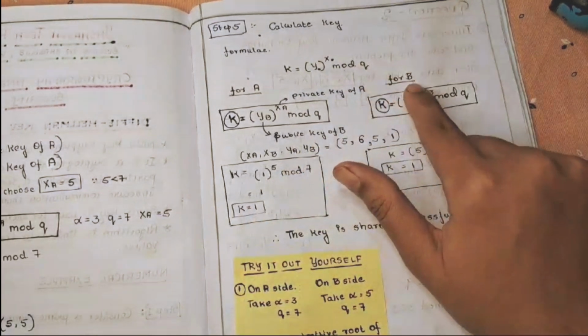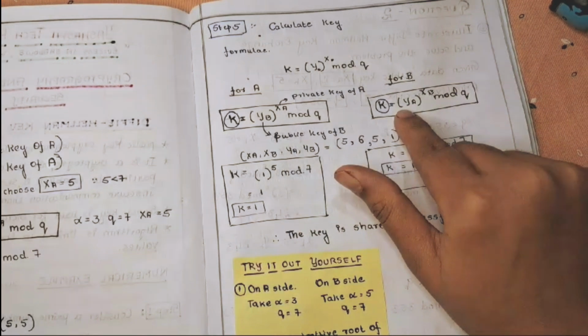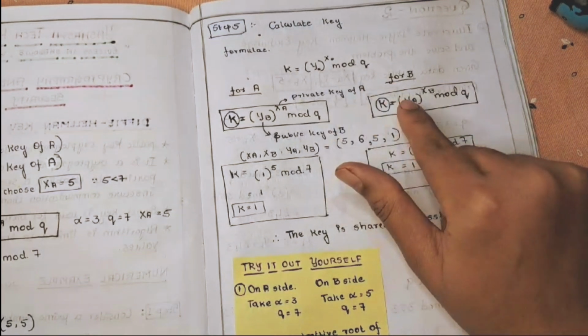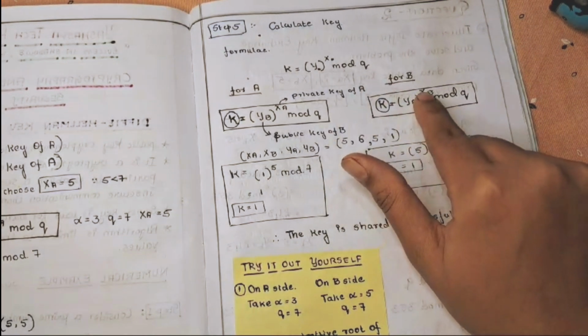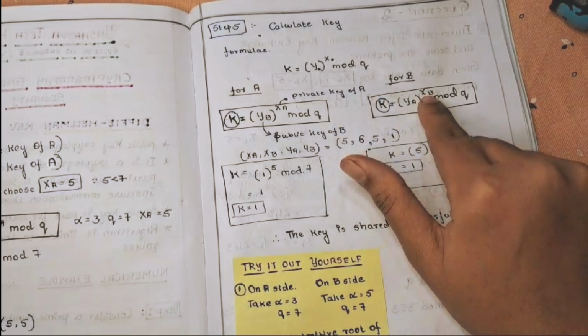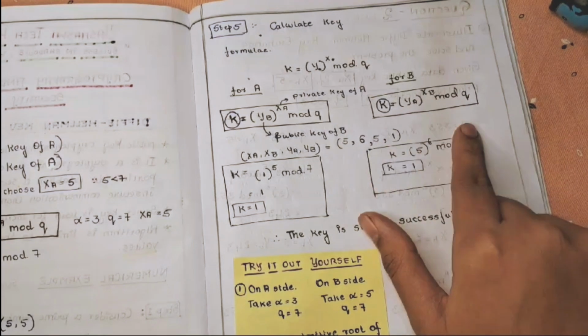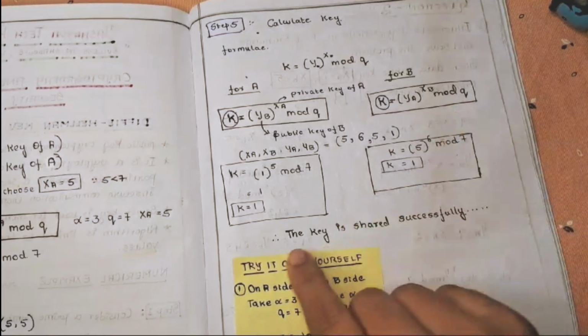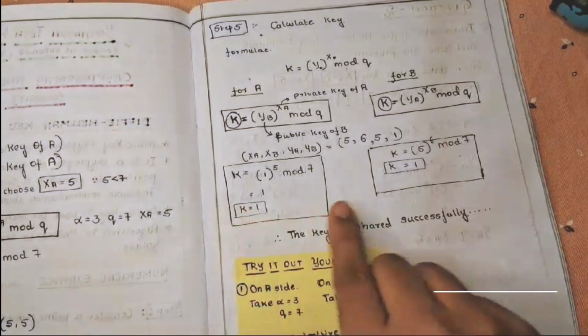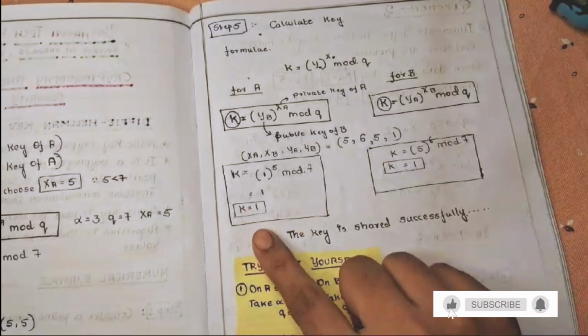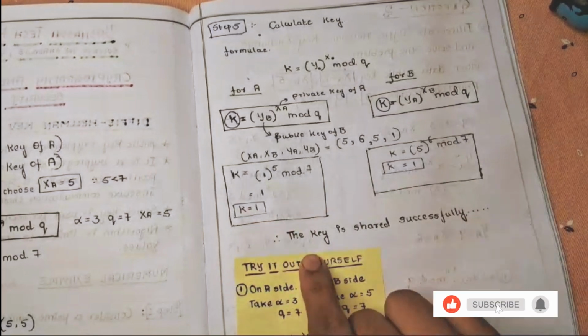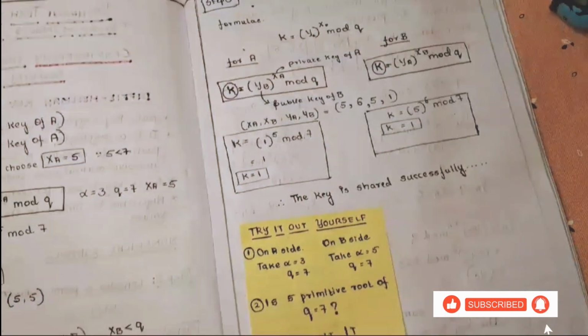So for B also, we are going to calculate the same way. You are going to use the public key of A with the power of XB, which is nothing but the private key of B, and we are going to get this. So the final thing is we must get KA and KB equal to 1. Then if both are same, then only the key shared is successful.